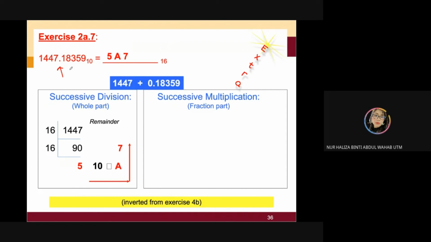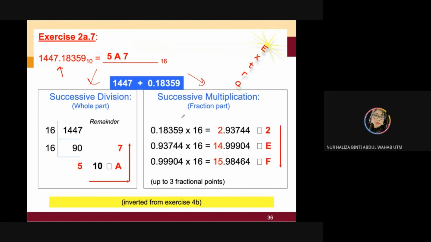Okay, now there is an example. You can see you have this whole number and also a fraction number. You need to convert to hexadecimal. And because of this, you need to do two methods. First is your successive division for your whole part and your successive multiplication for your fraction part. So please try to do it.